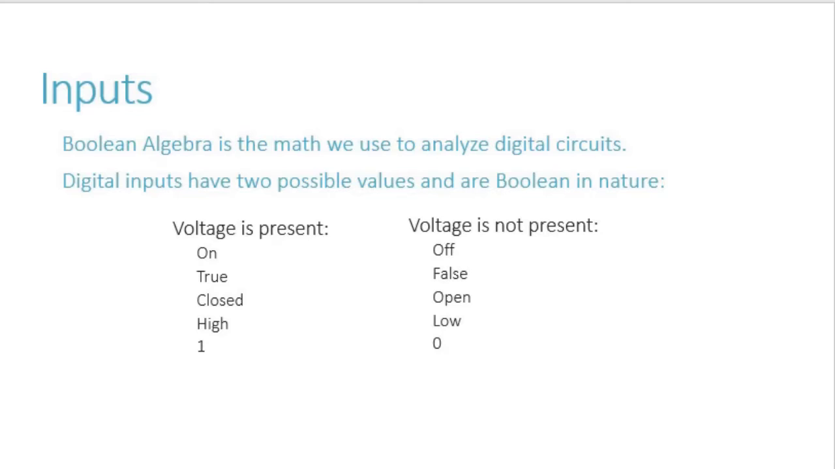Because all variables are either true or false, it fits nicely with the binary number system, which gives it its use in computer science. For example, when voltage is present, we say that a circuit or a gate is on, or true, closed, high, or assign it a value of 1. When voltage is not present, we say it's off, false, open, low, or assign it a value of 0. Note that some inputs are what we call active low, which means that when voltage is present, the circuit is actually off.